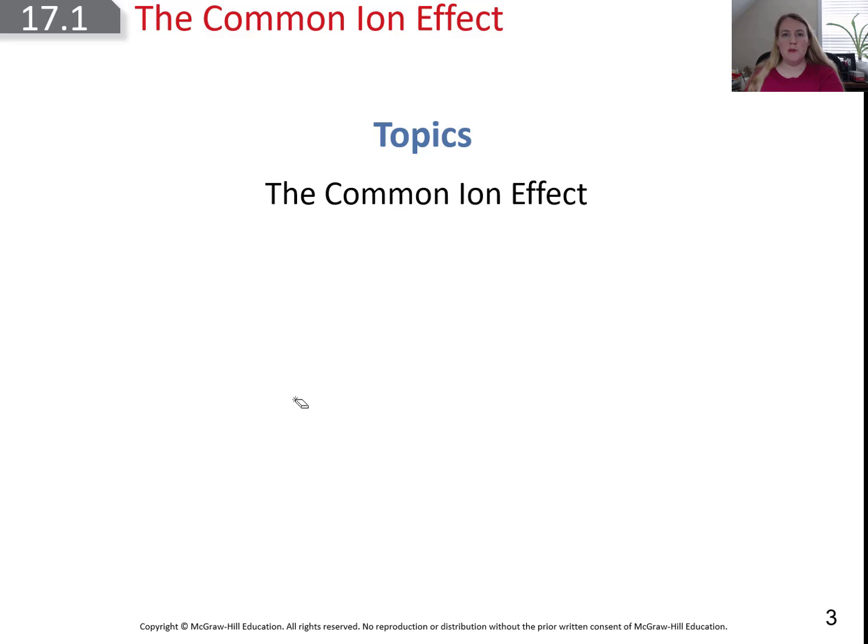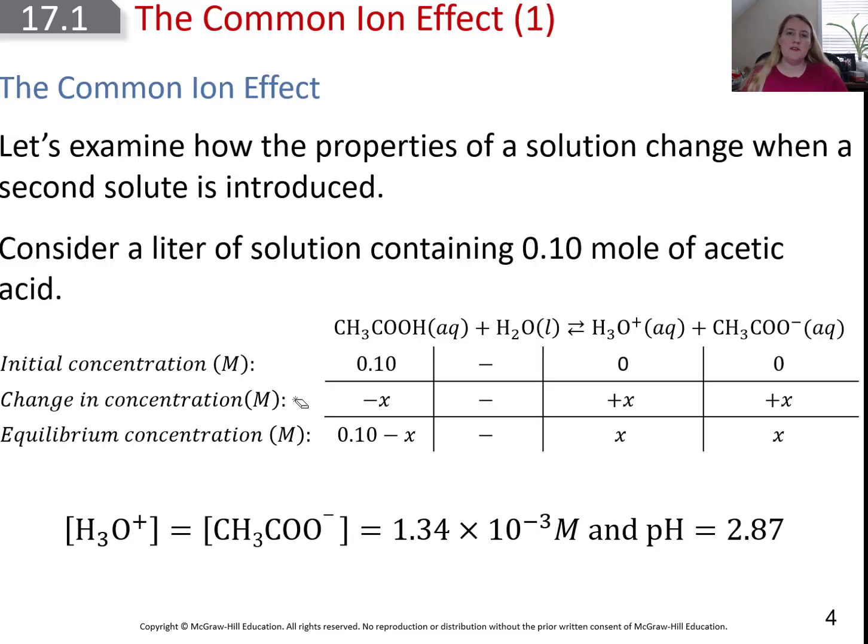So the idea of a common ion effect is that I have some sort of weak acid in solution, and we're going to focus on weak acids at first. We're going to start with our famous weak acid, which is acetic acid, reacting with water to make the acetate ion and the hydronium ion. So you should now see the ice table down here.